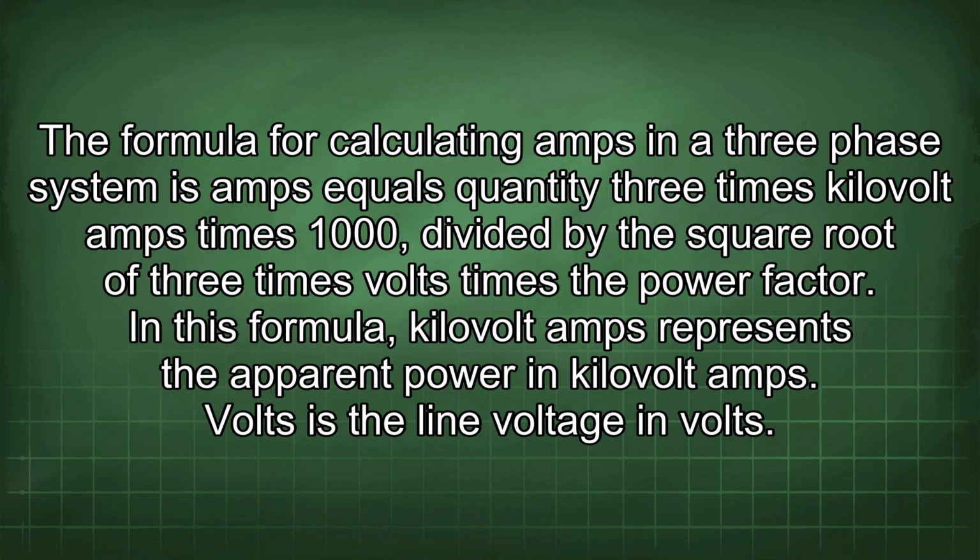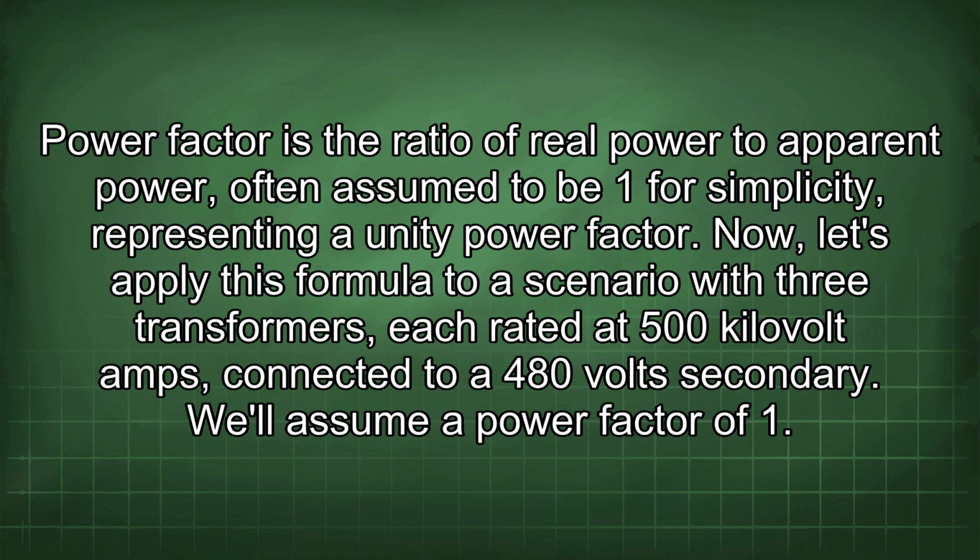In this formula, kilovolt amps represents the apparent power in kilovolt amps. Volts is the line voltage in volts. Power factor is the ratio of real power to apparent power, often assumed to be 1 for simplicity, representing a unity power factor.